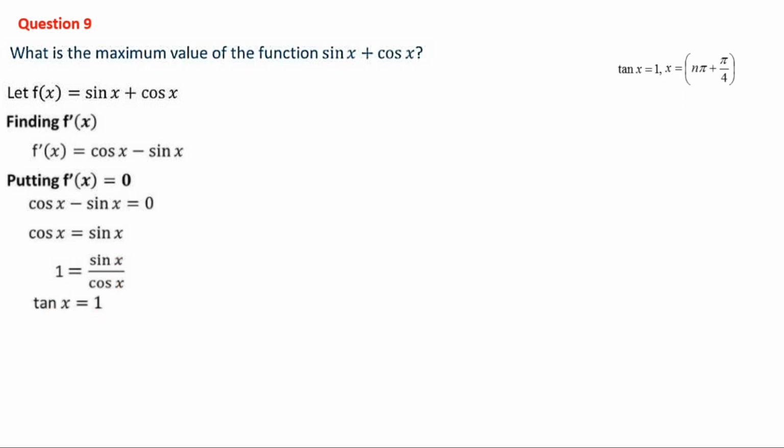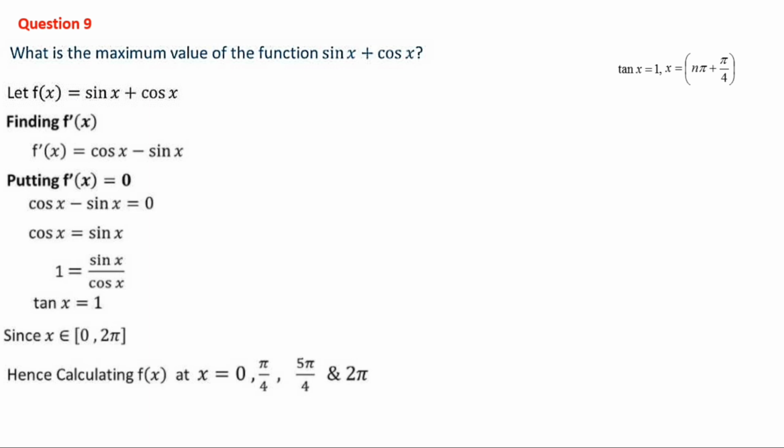We have learned in class 11, if tan x is equal to 1 then x is equal to n pi plus pi by 4. So if tan x is equal to 1, x takes the values n pi plus pi by 4, where n is an integer. This is the second statement we are studying today. Please note it down. Here the range given to us is the closed interval 0 comma pi.